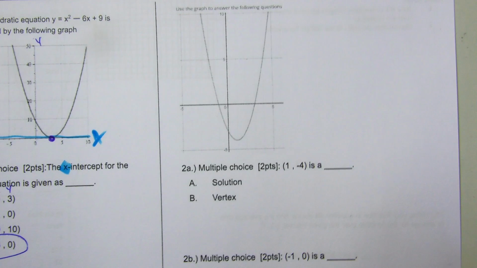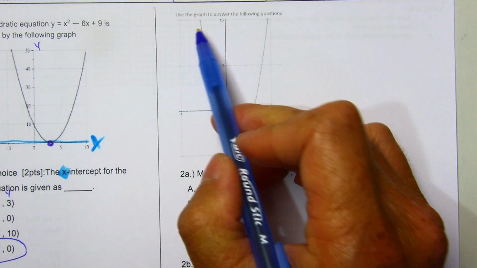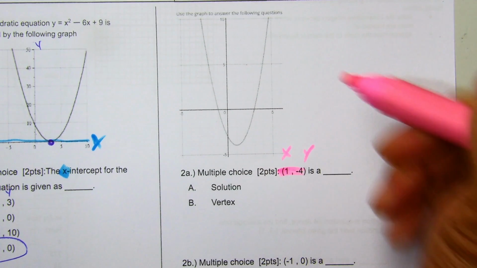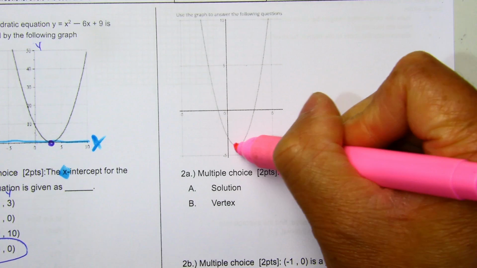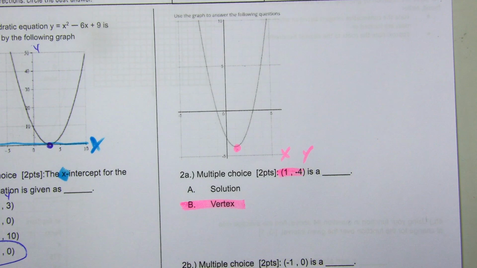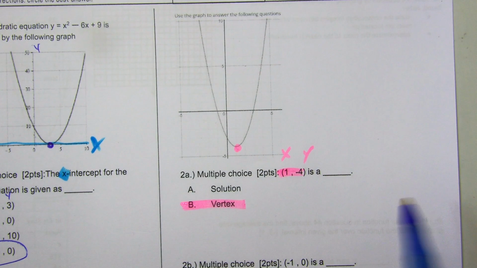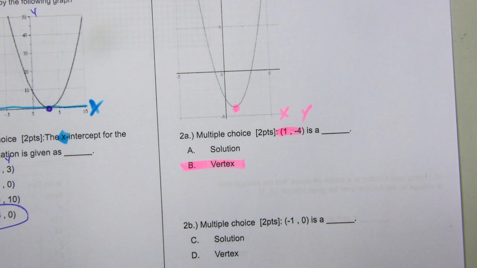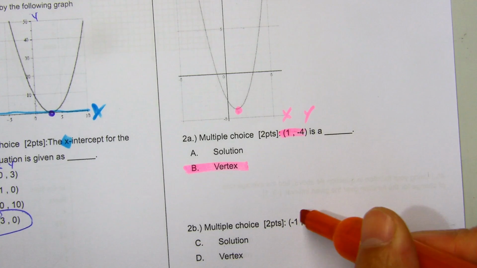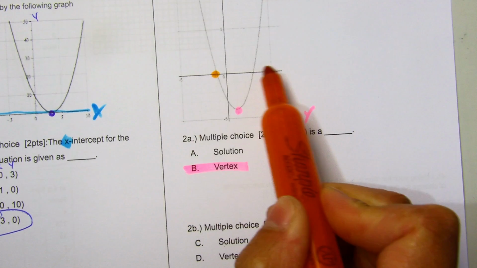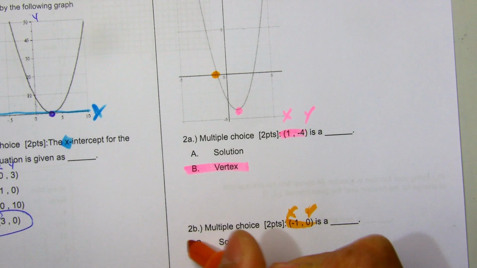Question number 2. Use the graph to answer the following questions. 1 comma negative 4. So write 1 down, negative 4. In that case, that is a vertex. Vertex is a low point. Solutions. I think the next one is negative 1, 0, left 1. Anything that crosses the x-axis is a solution or an x-intercept.